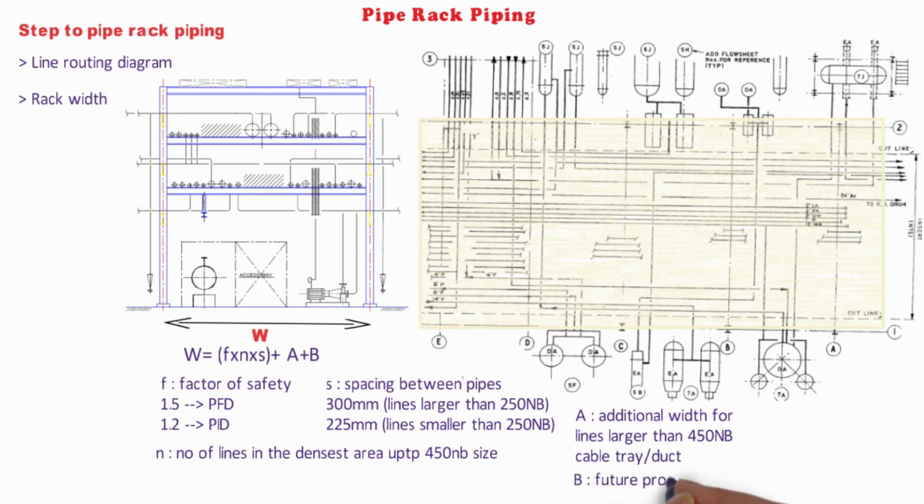The total width of the pipe rack shall include 20% extra space for future expansion and modification in the unit for rack width up to 16 meter, and 10% of the rack width above 16 meter. The future space percentage is normally based on client requirement.